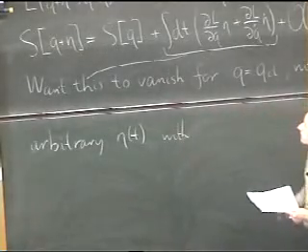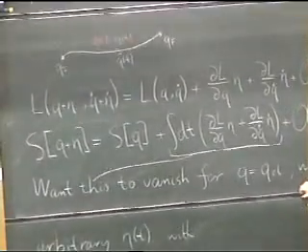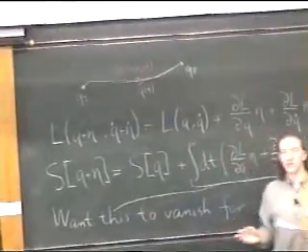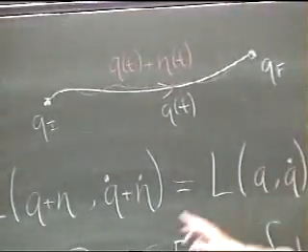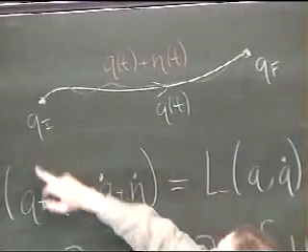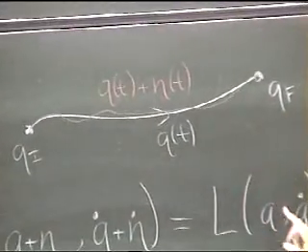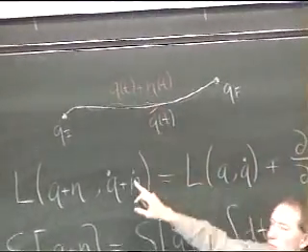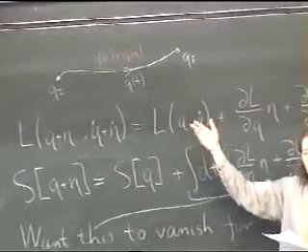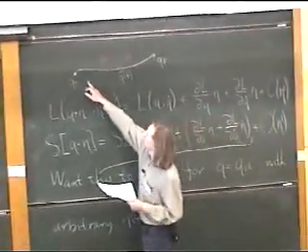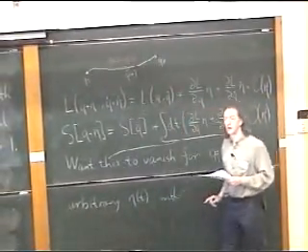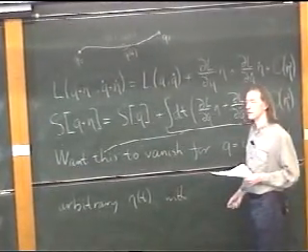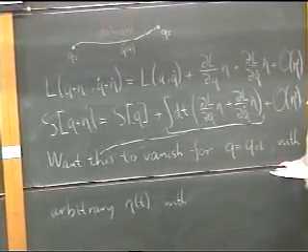Let's be precise. The path q plus eta should satisfy the same conditions as the path q, the same boundary conditions, which should start at q i and finish at q f. Obviously this means that if q does that, then q plus eta will only do that if this function eta of t vanishes at time 0 and at time capital T. So you add on this path, but you keep the condition that the endpoints stay the same. What we're doing here is not varying the endpoints.